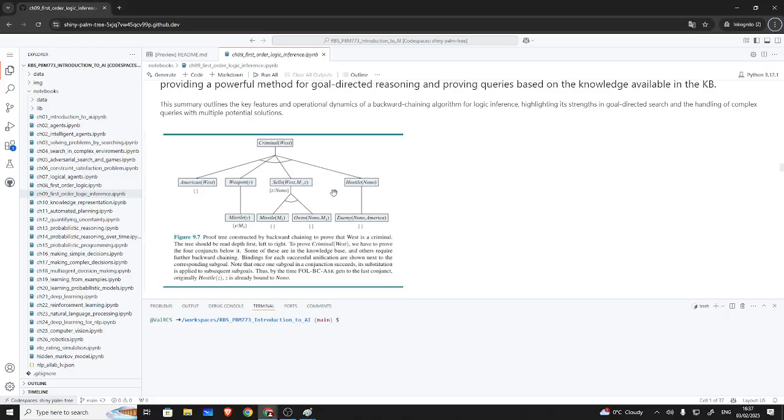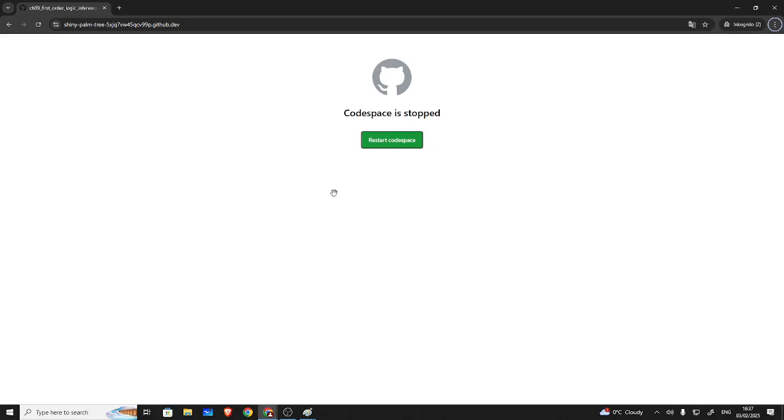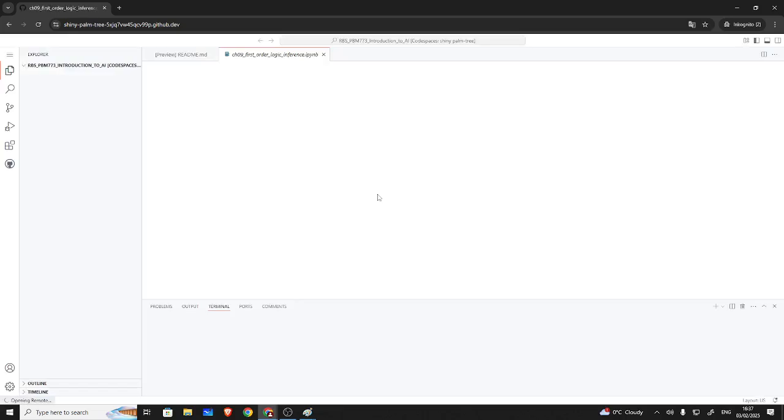Now, let me see if I have anything else. We have one more. Oh, come on, let's start code space. All right, so we can, again, irrelevant fact, backward chaining. Backward chaining is awesome.